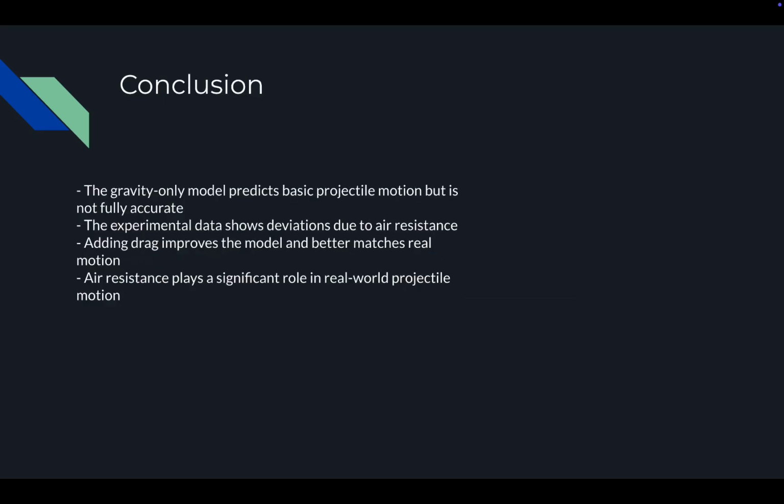So in conclusion, the gravity-only model predicts basic projectile motion but is not fully accurate. The experimental data shows deviations due to air resistance. Adding drag improves the model and better matches real motion. Air resistance plays a significant role in real-world projectile motion.